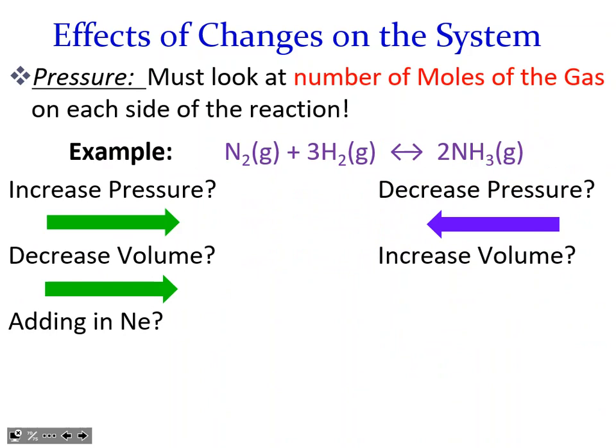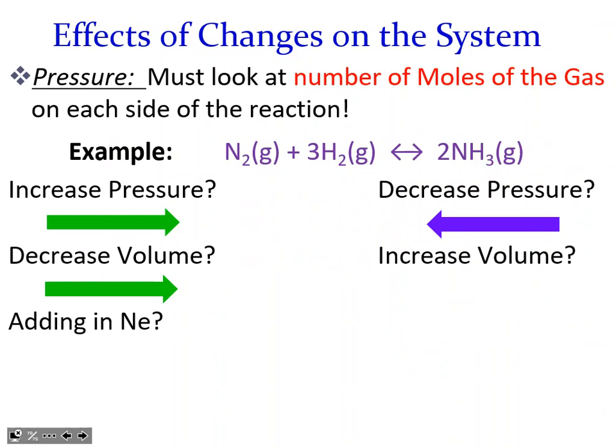Up. Well, we will go over here to decreasing pressure, goes to the side with more moles. So it will go to the reactant side, towards the reactants where there's 4 moles of gas, the larger number of moles of gas.